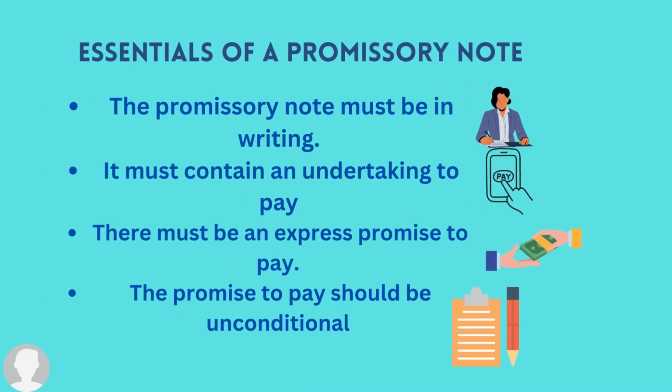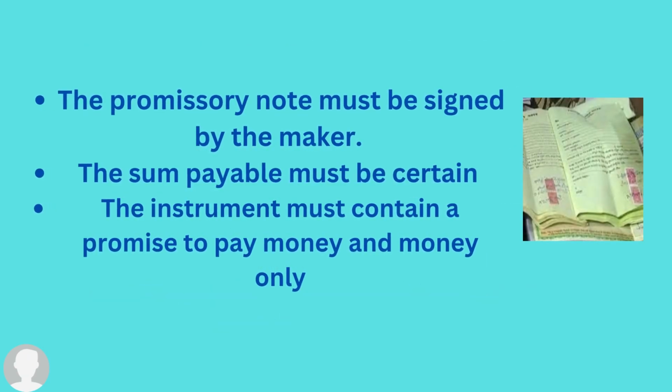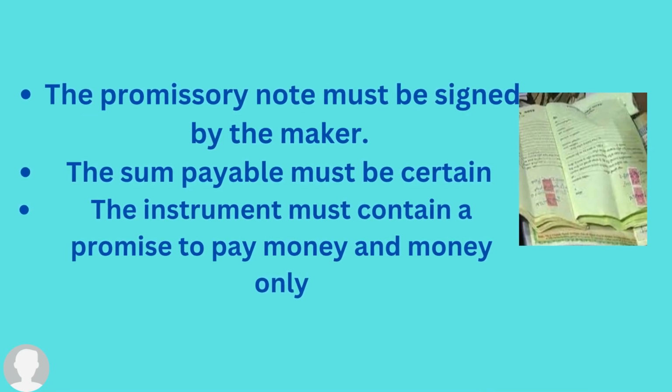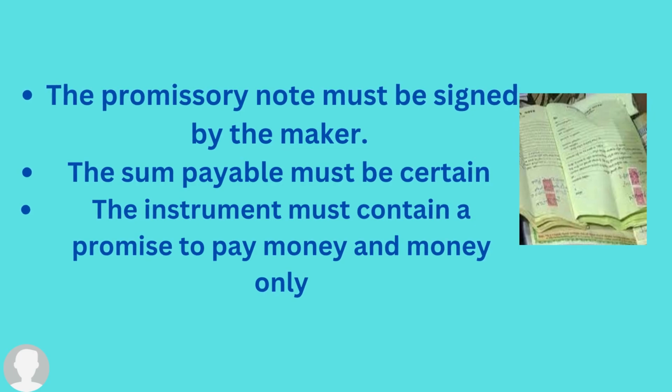Essentials of a promissory note. The promissory note must be in writing. It must contain an undertaking to pay. There must be an express promise to pay. The promise to pay should be unconditional. The promissory note must be signed by the maker. The sum payable must be certain. The instrument must contain a promise to pay money and money only.